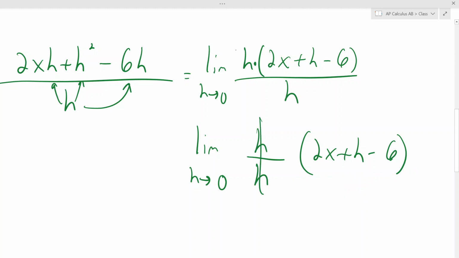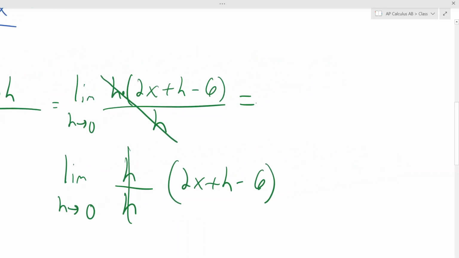You don't need to do that. You can just cross them out right here. All right, just know they cancel out because of that. And if I put h equals 0 into there, after all of our hard work, we are rewarded with 2x minus 6. There you go.